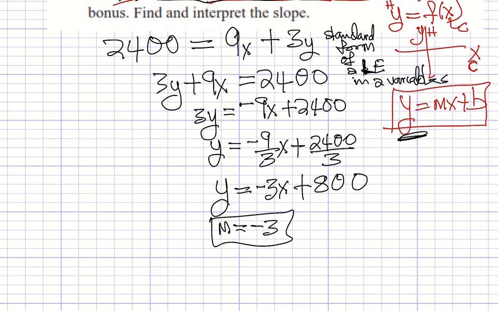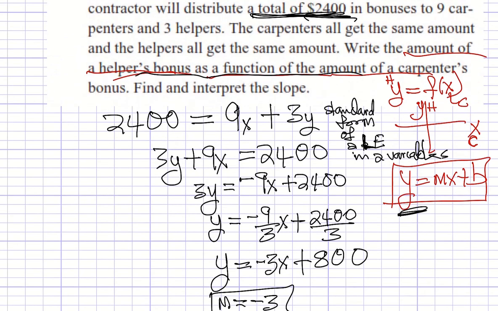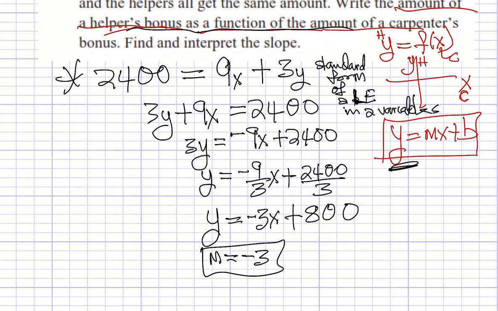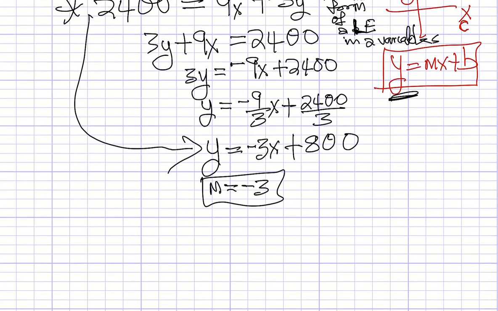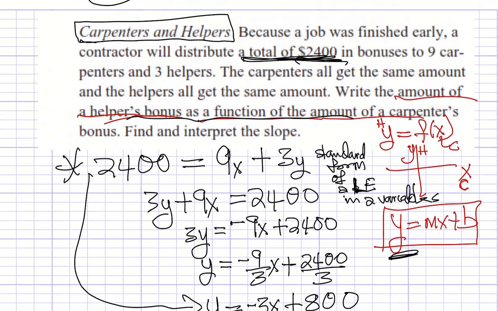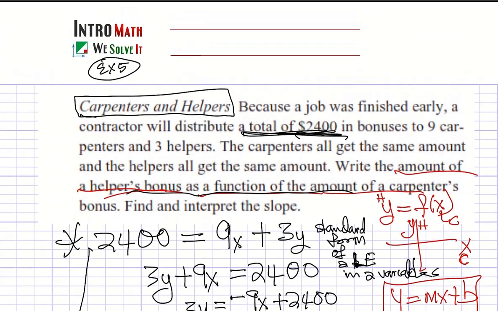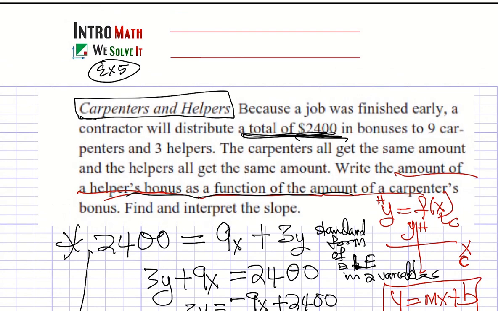Okay. So how do we interpret that? That's what they want us to do. The slope is minus 3. The most important thing is, we went from the standard form and translated that into the slope-intercept form. That way we were able to get the slope. So how do we interpret the slope? It is negative. And what is all this stuff? He distributed 2,400 to 9 carpenters and 3 helpers, okay?